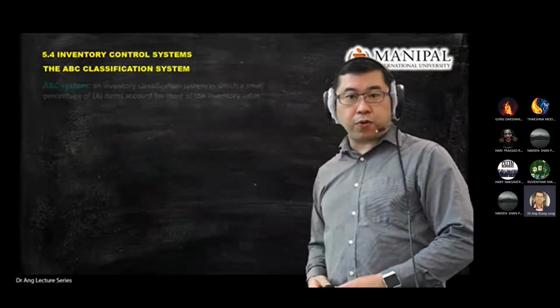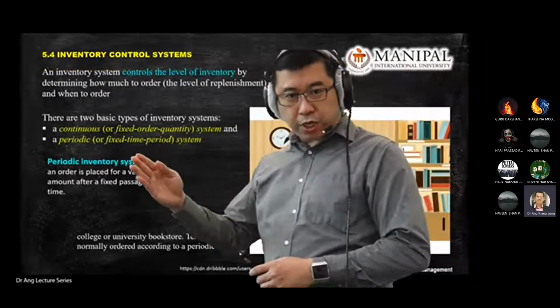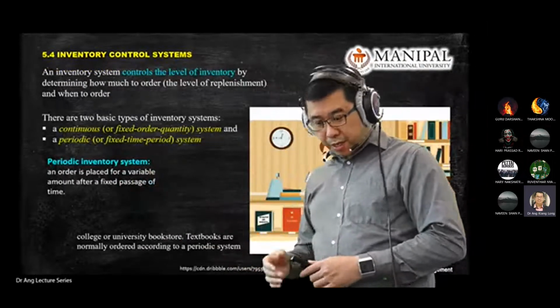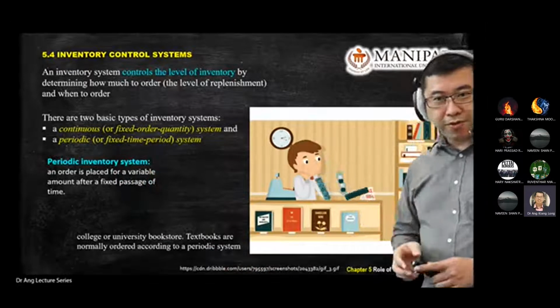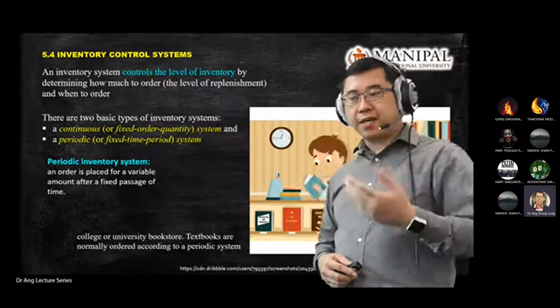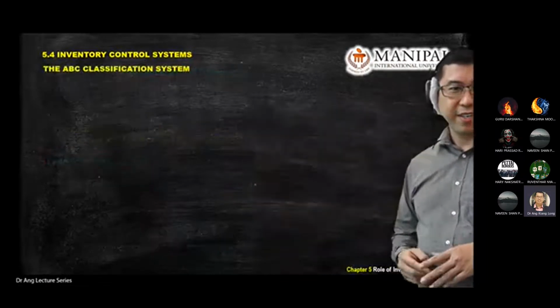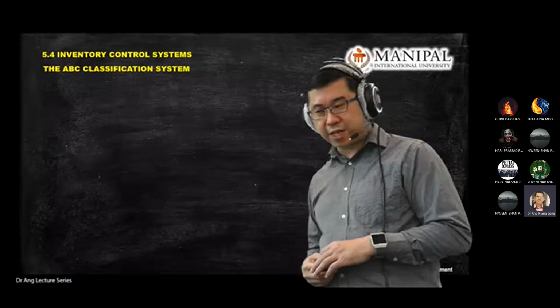Okay, maybe you go for a little bit more. You learn about continuous and periodic system. Now we learn about one more system that is used by, you can say, a factory. It's called the ABC classification system.